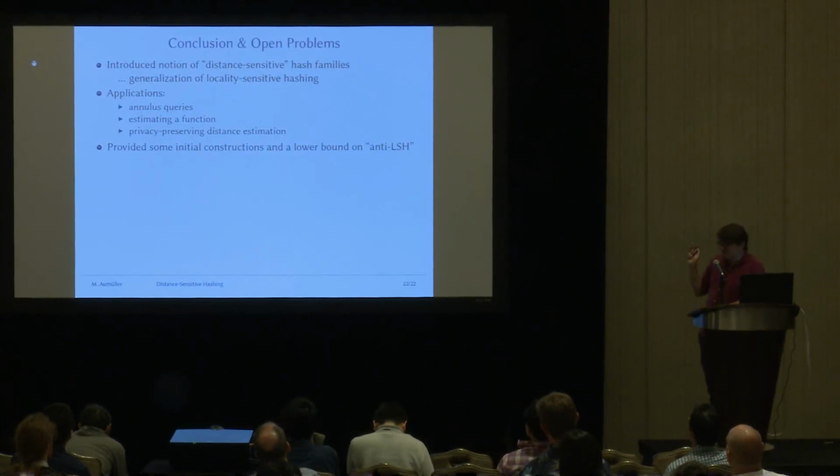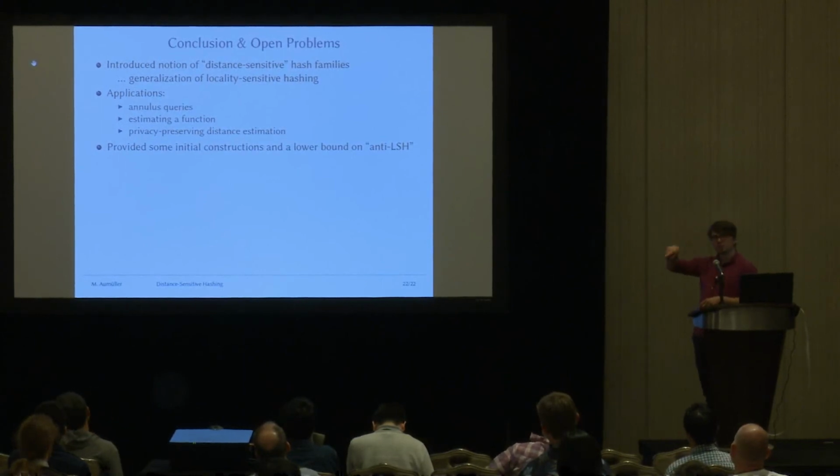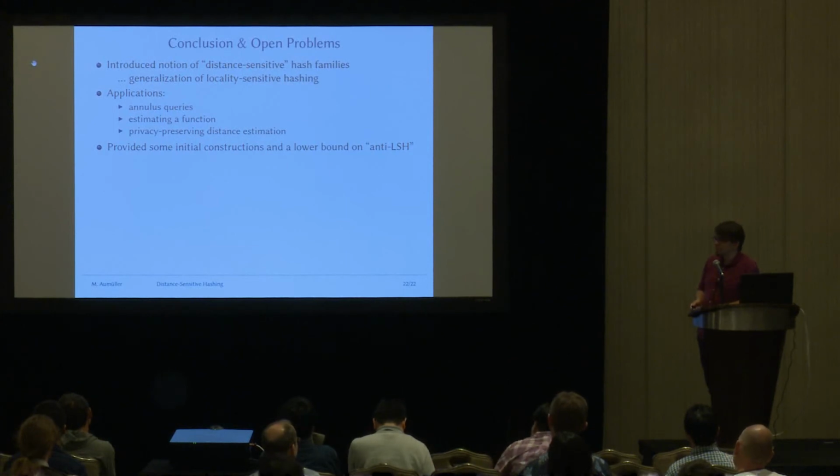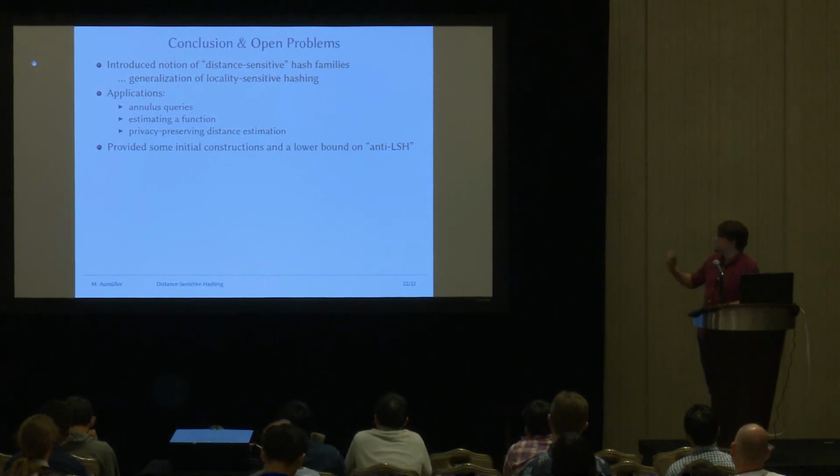So, what is distance-sensitive hashing? It's a generalization of locality-sensitive hashing that captures many more collision probability functions. My hope was to show you that there are other applications we can suddenly solve. We can solve these annulus queries. We can estimate a function. That's something I didn't talk about, but if this collision probability function is something you're interested in estimating but it's difficult, then you can just sample and estimate. And there's this privacy-preserving distance estimation. We've seen some initial constructions and this lower bound.